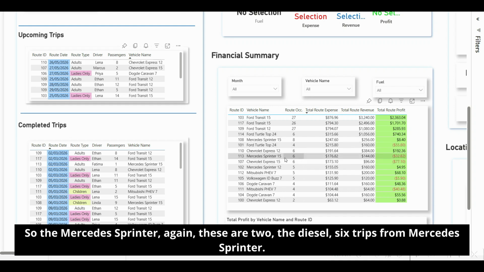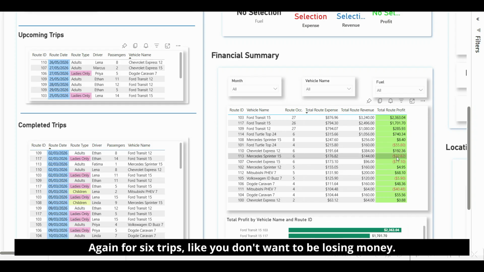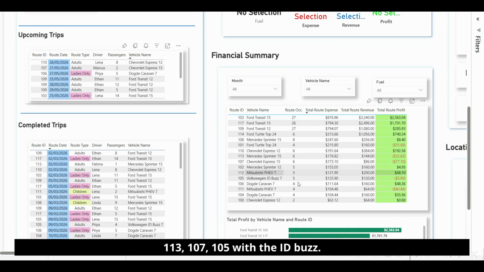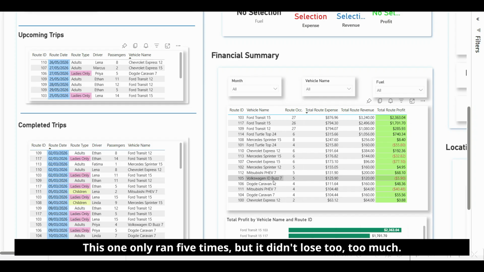So the Mercedes Sprinter, again, these are the diesel, 6 trips for Mercedes Sprinter. Again, for 6 trips, you don't want to be losing money. So we have 5 trips here that we really need to examine and figure out, like 101, 113, 107, 105 with the ID Buzz. This one only ran 5 times, but it didn't lose too much. And again, this is over 3 months.